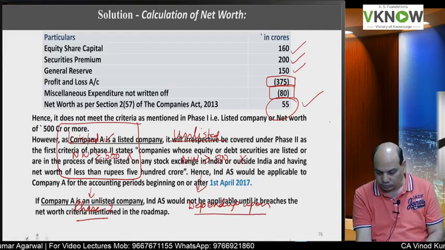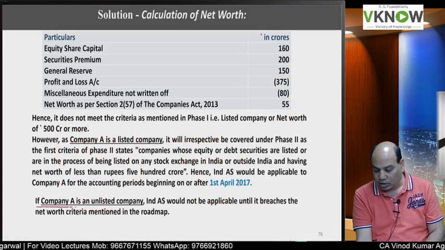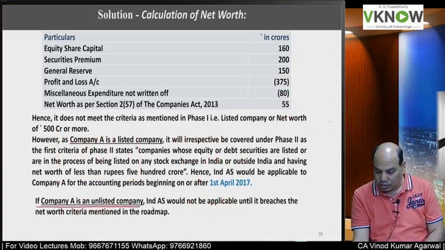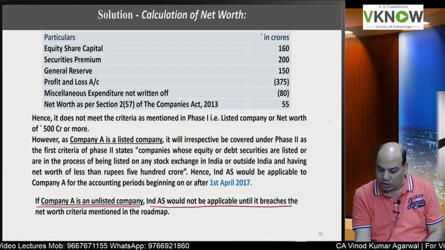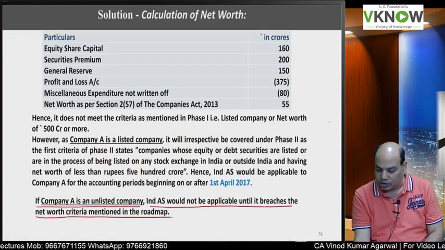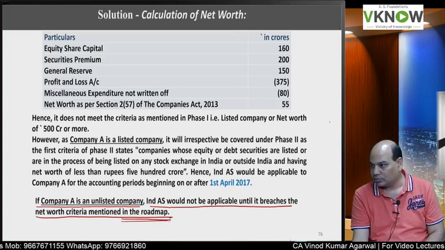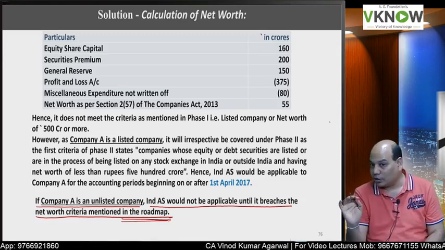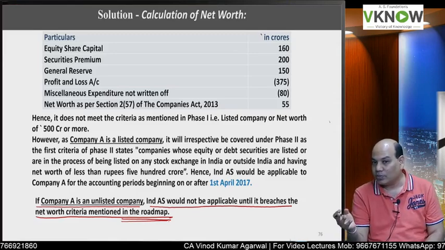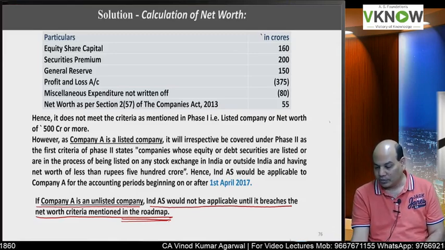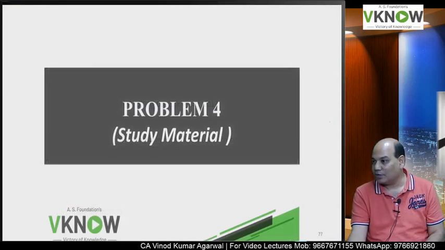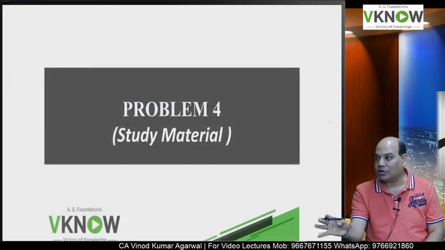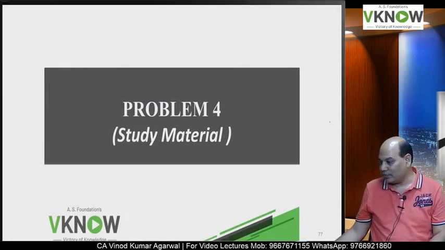Okay, so see the last line of the answer. If it is an unlisted company, Ind AS would not be applicable until it breaches the net worth criteria mentioned in the roadmap. So it may not be applicable for many more years because it is unlisted and its net worth is just 55 crore. From 55 crore to 250 crore is not easy, boss. 4 times you have to make profit. Or you have to raise funds of the difference. Making a loss of 375 crore, getting funding is also not easy. Okay.